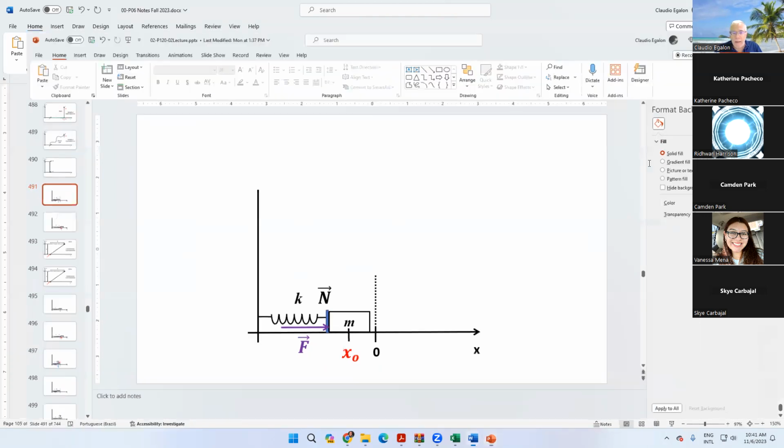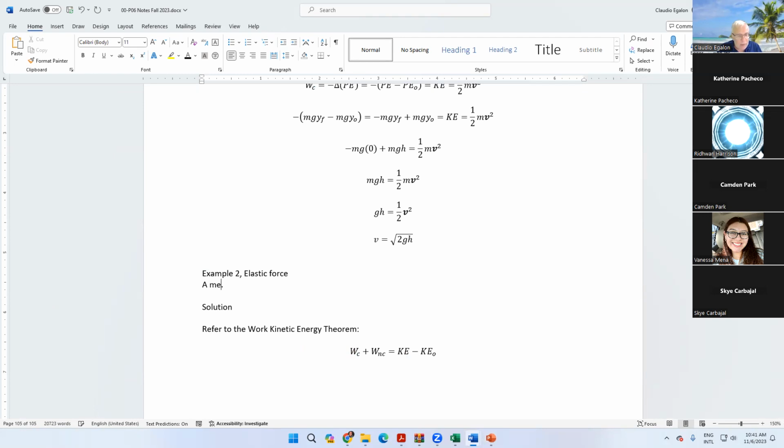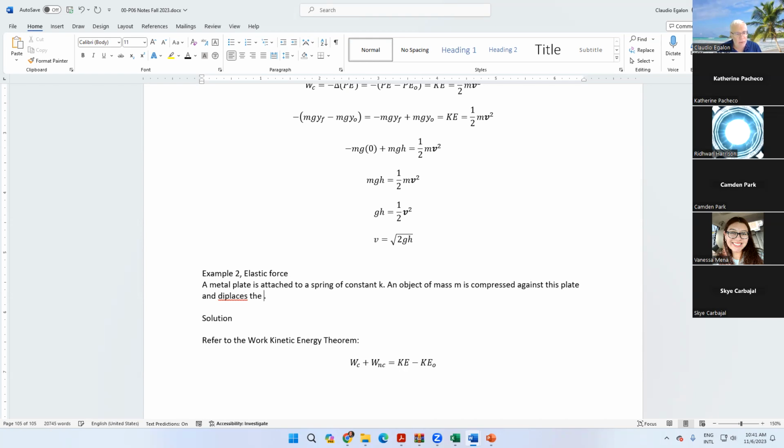Okay, so the situation is like that. A metal plate is attached to a spring of constant K. An object of mass M is compressed against this plate and displaces the spring by an amount X naught.